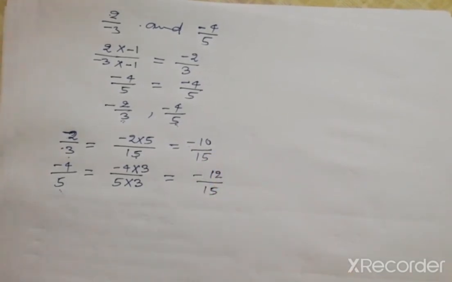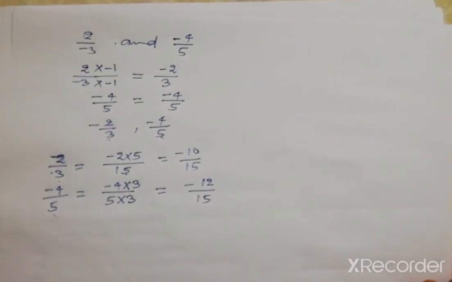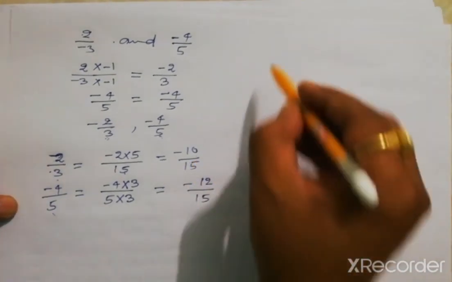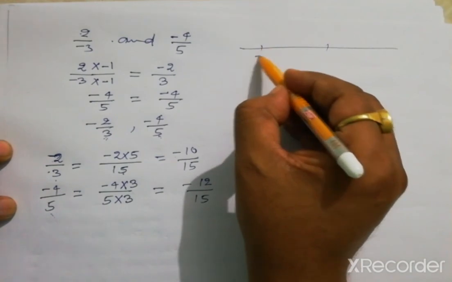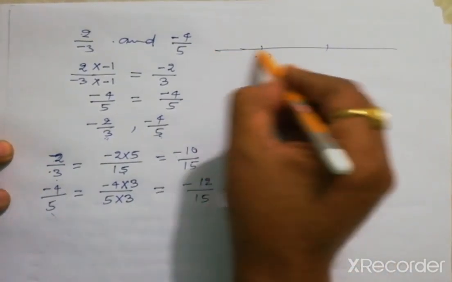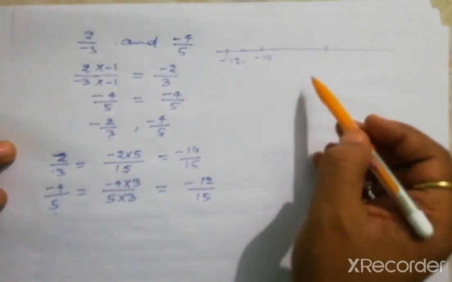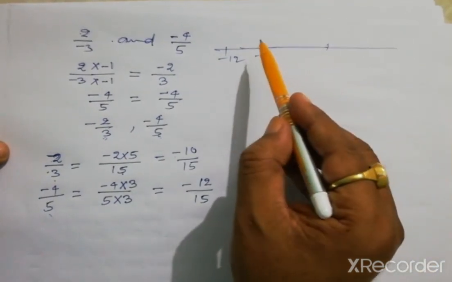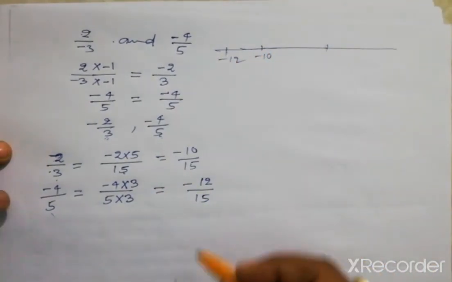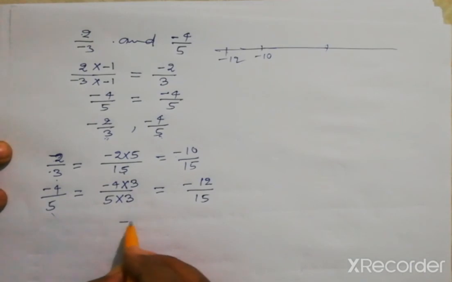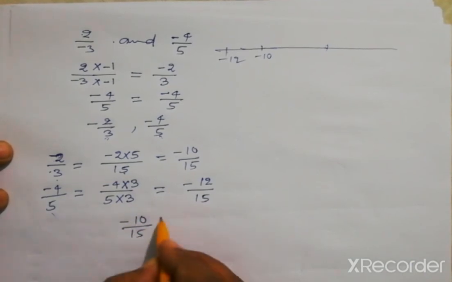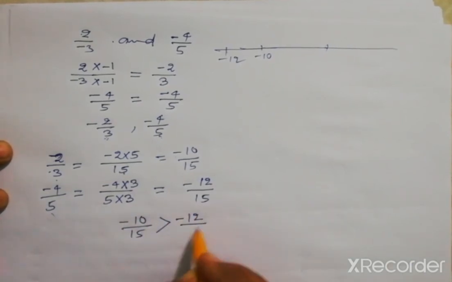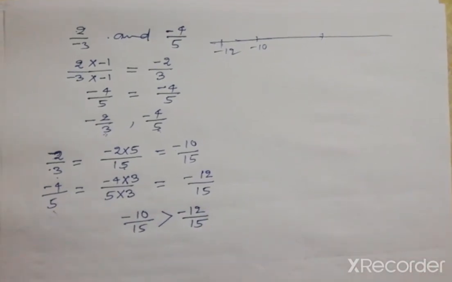You can say easily which one is greater. Minus 10 is here and minus 12 is here. So definitely this one is greater and this is smaller. So minus 10 by 15 is greater than minus 12 by 15. In this way we can compare two rational numbers.